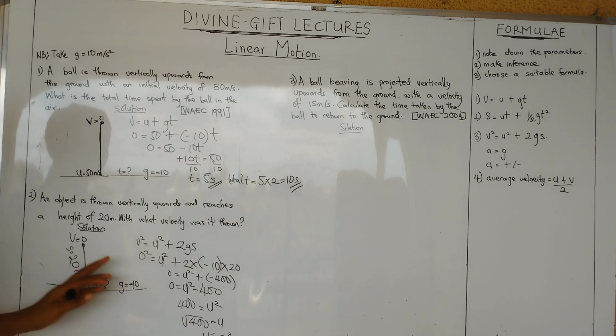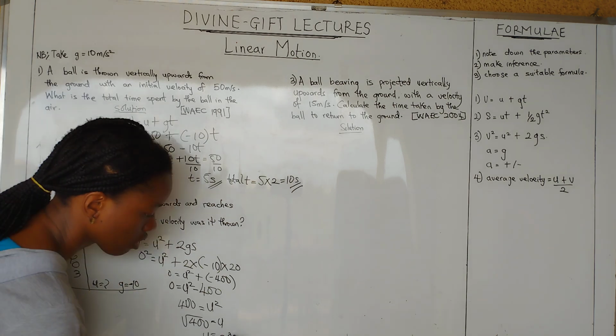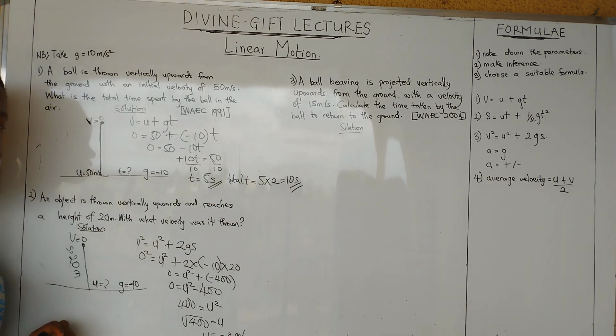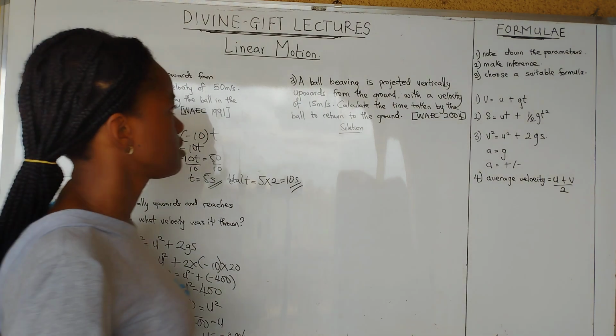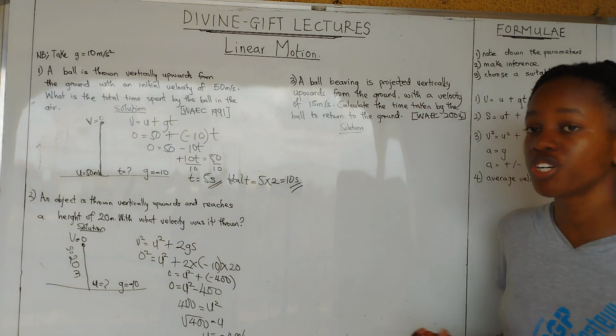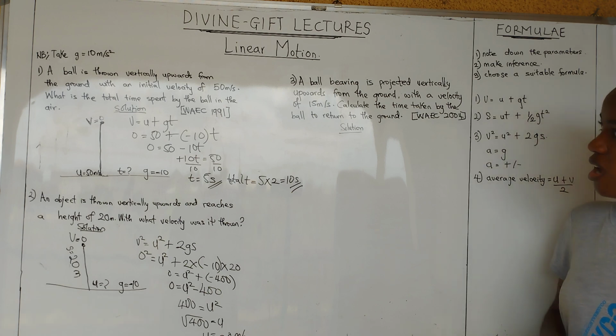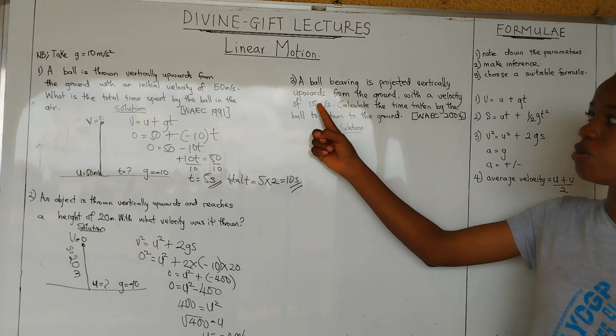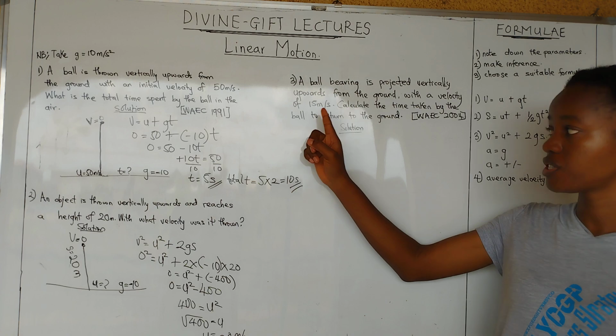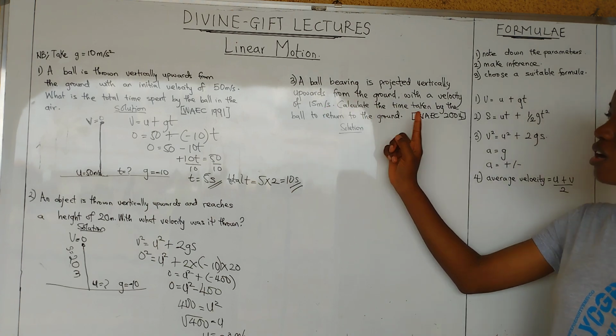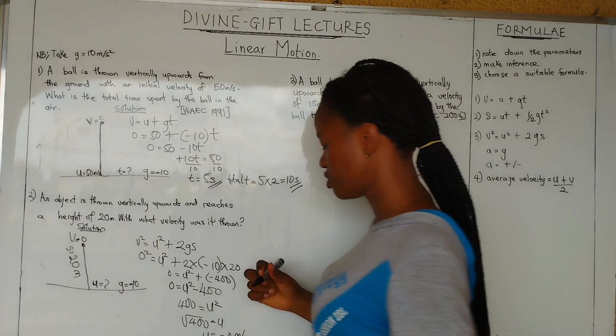So please don't forget your unit. So that's the answer. And now we're going over to number 3. The ball bearing is projected vertically upwards from the ground with a velocity of 10 meters per second. Calculate the time taken by the ball to return to the ground.